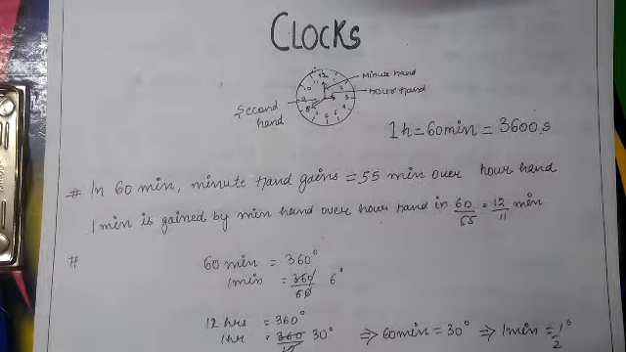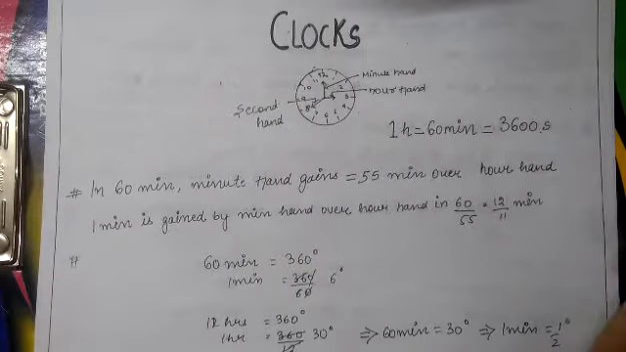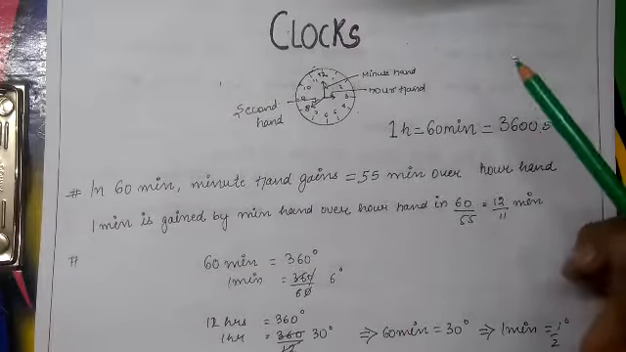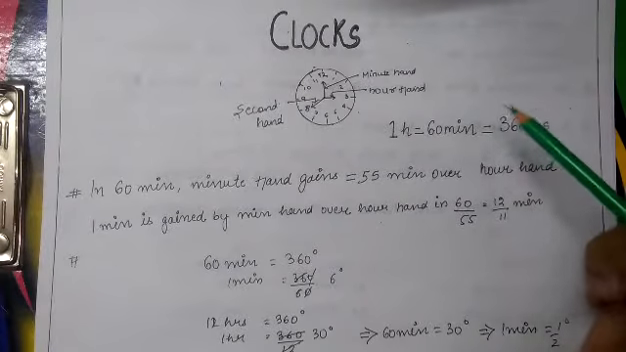In the previous video, we discussed analogy, and in this video, we will discuss clocks. Basically, clock problems deal with the three hands of the clock and the relation between them, that is, the minute hand, the hour hand, and the second hand, with the hour hand being the smallest.